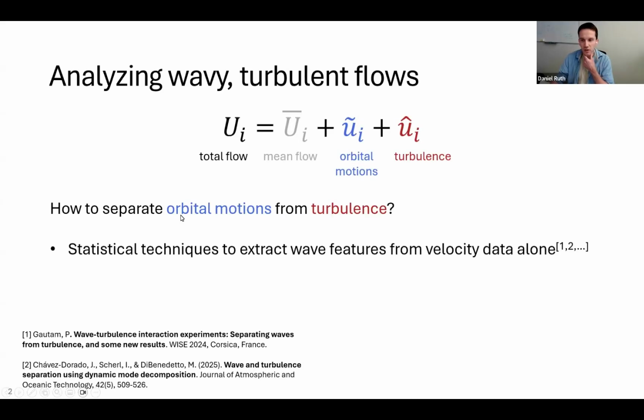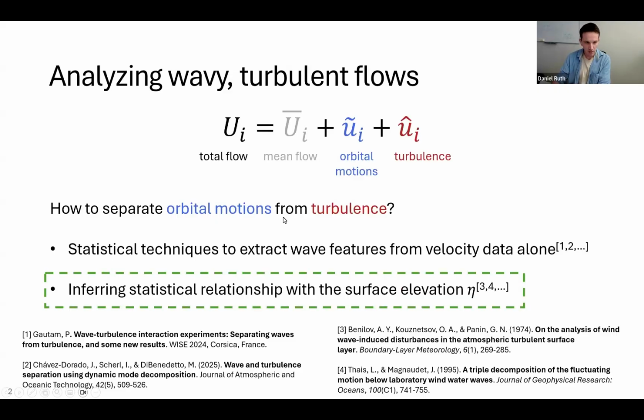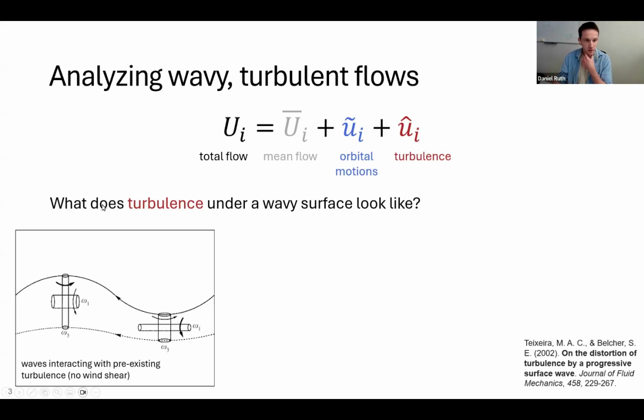Looking at ways to extract the wave features from velocity data alone. But in this work, we're going to be looking at ways to infer a statistical relationship between the velocity that we measure and the surface elevation, because that's working with the data that we're able to take in the lab. So once we do this triple decomposition and we've identified the turbulent part of the velocity, we can ask what characteristics it has.